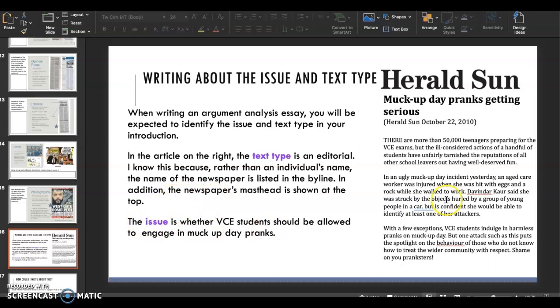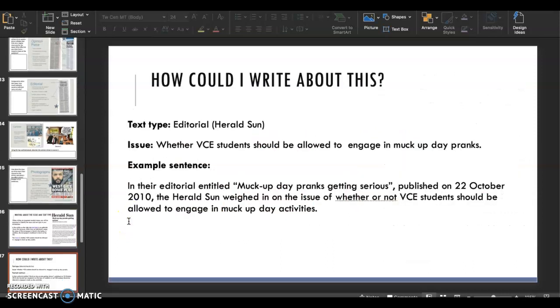So the issue in this particular one is whether VCE students should be allowed to engage in mock-up day pranks. Okay, so that's what we've got, the text type and the issue. In our next slide, we show how you can write about this. Okay, so text type, editorial, Herald Sun. Issue, whether VCE students should be allowed to engage in mock-up day pranks.